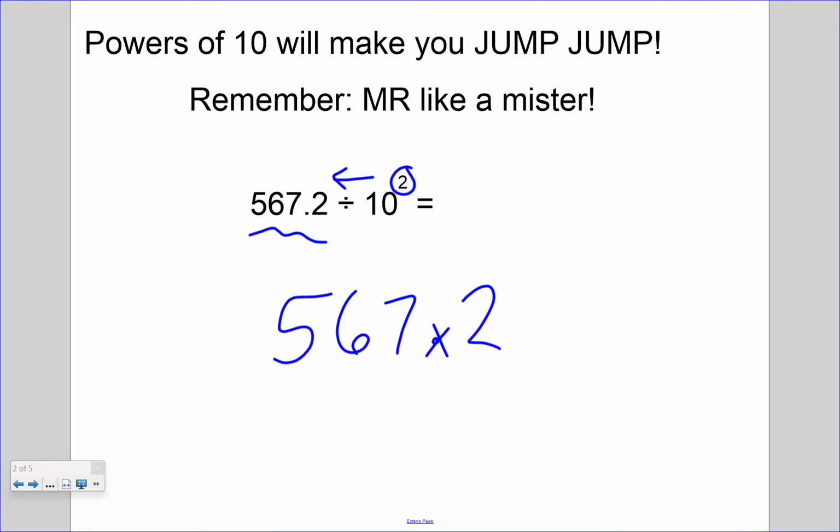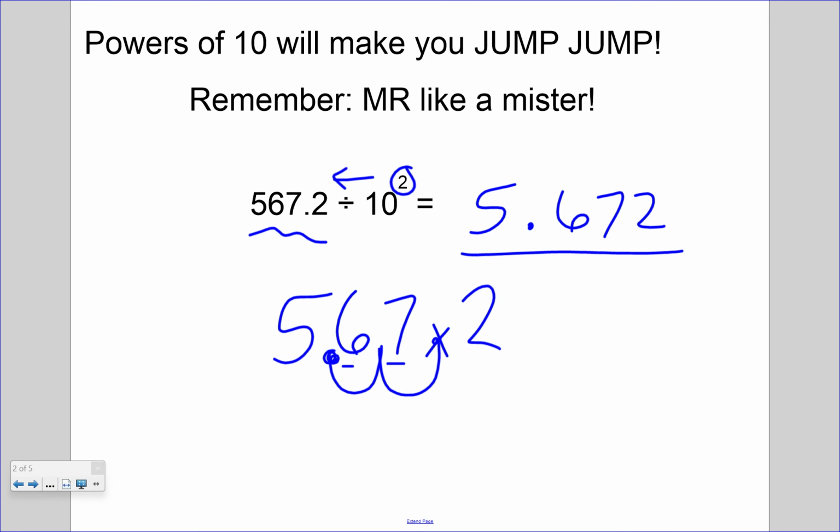The little exponent is a 2, which tells us how many zeros we have. So we're going to jump over 2 digits to the left. That means we're going to jump over the 7 and the 6, and then I land on the other side. That would be 1 jump and 2 jumps. I land right between the 5 and the 6, which means my final answer would be 5.672. And I'm going to type this as my final answer into the computer if that was the problem.